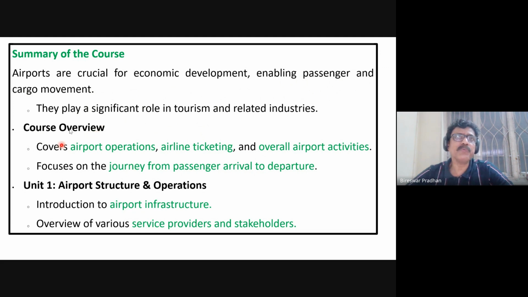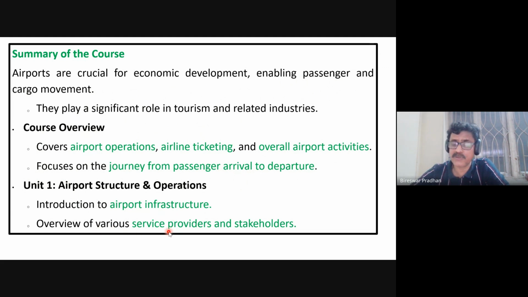What is the course overview? It covers airport operations, airline ticketing, and overall airport activities. The focus is the journey from passenger arrival to departure. Unit 1, airport structure and operation, describes the introduction of airport infrastructure, the basic requirements for the airport, and the other services provided.